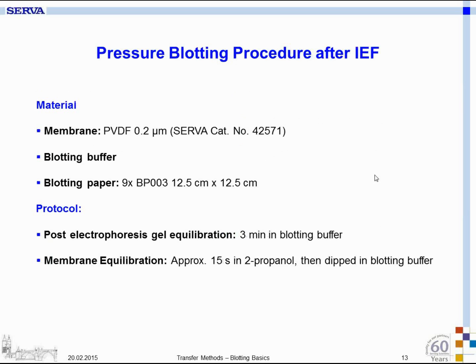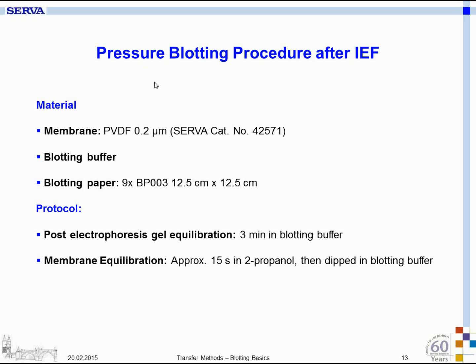For isoelectric focusing, you have to bear one fact in mind. In isoelectric focusing, you are driving the proteins to their isoelectric point. That means the proteins at their isoelectric points have a net charge of 0. And for electrophoretic transfer, you need charges on your molecules. So there are some reasons to use a different transfer method. There are possibilities to transfer electrophoretically, but it's sometimes a little bit tricky.